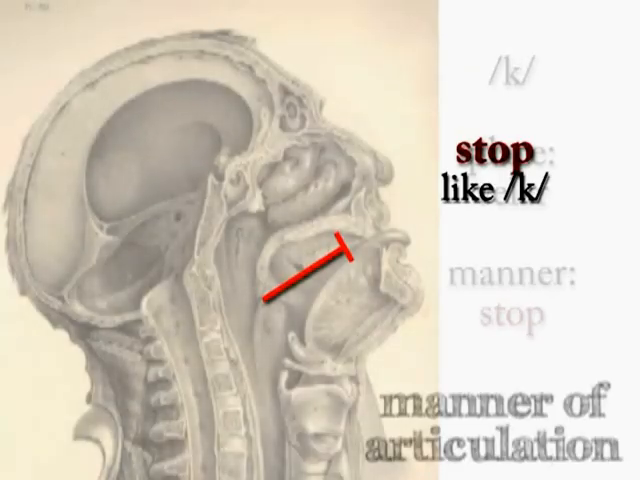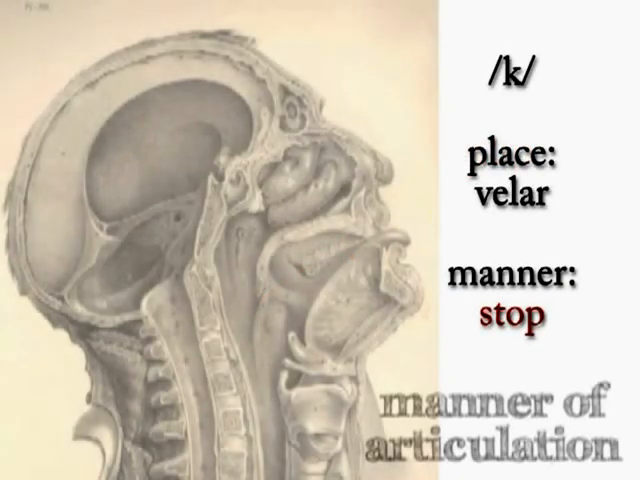So the sound K is a velar sound. It involves the back of your mouth. That's its place of articulation, and the stopping of air, which makes it a plosive. That's its manner of articulation.